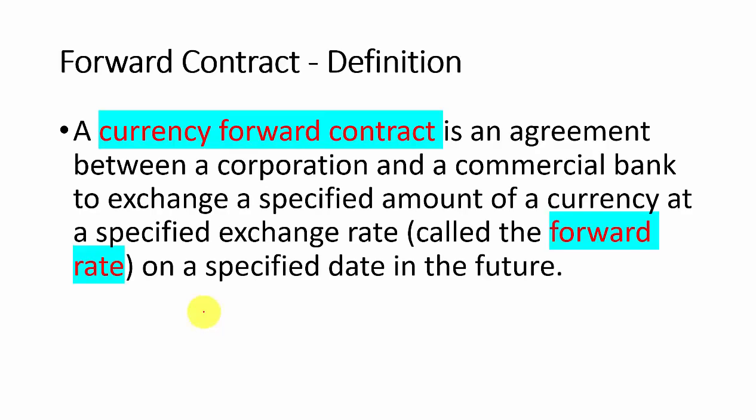First of all, definition. A currency forward contract is an agreement between a corporation and a commercial bank to exchange a specified amount of a currency at a specified exchange rate on a specified date. The exchange rate agreed upon is called the forward rate. Now let's look at one example.